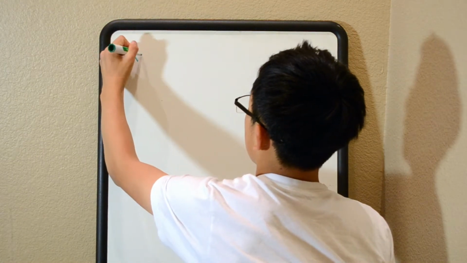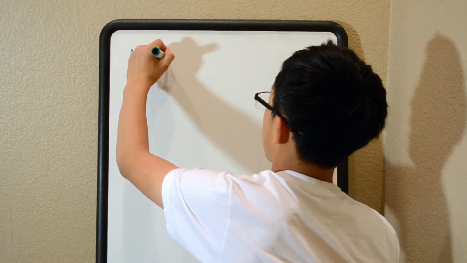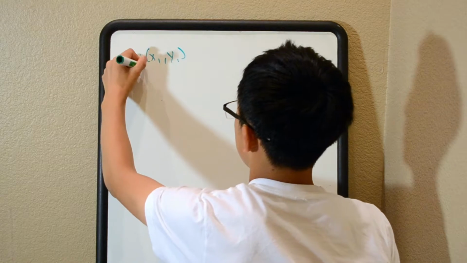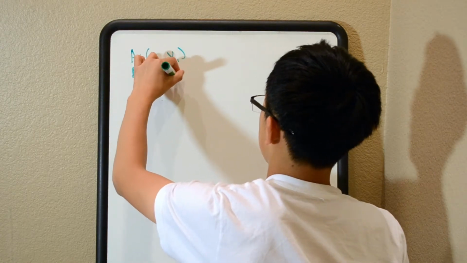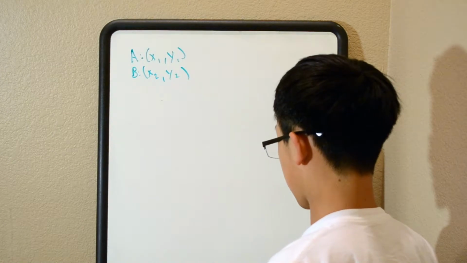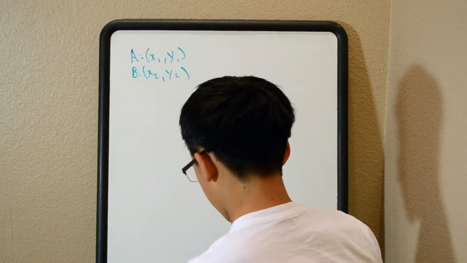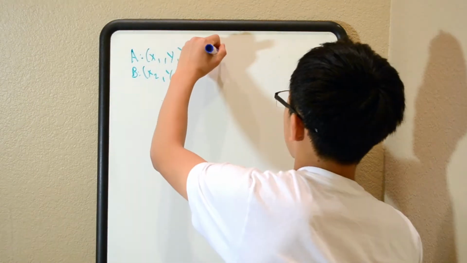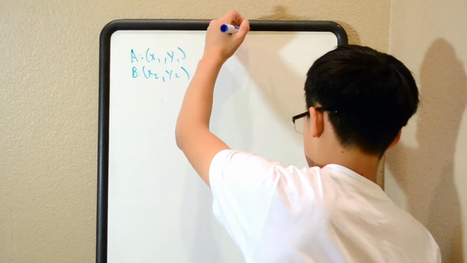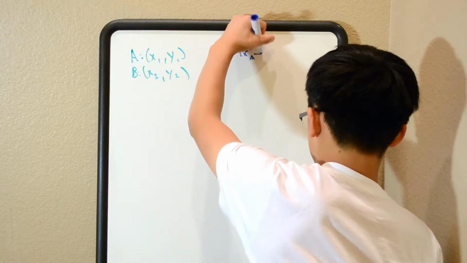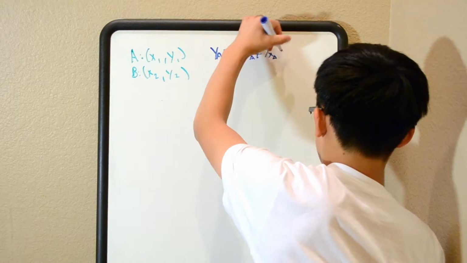So our first step to solve this problem is to define coordinates for our points A and B. Let's say that the point A is x1 and y1, and let's say that the coordinate for point B is x2 and y2. Since we know that A lies on a parabola, we can write the equation y A is equal to 4x squared A plus 7x A minus 1.